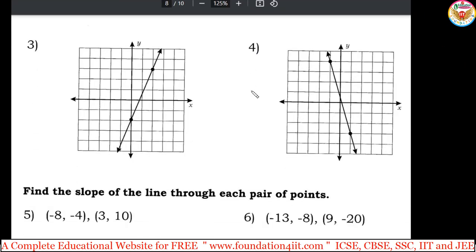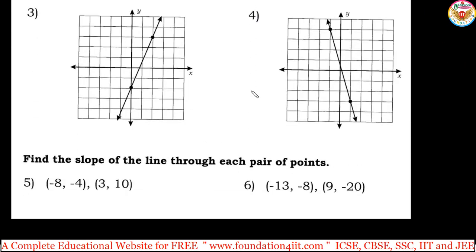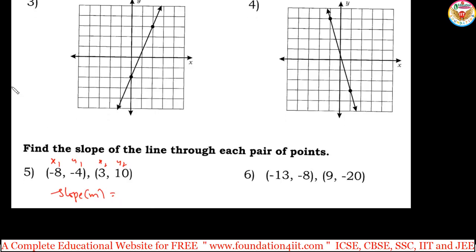Right. Next one. Okay, find the slope of the line through each pair of the points. Let me write the formula for the slope of this: x1 y1 and x2 y2. Slope we can denote with m. The slope formula is y2 minus y1 by x2 minus x1. This is the slope formula.